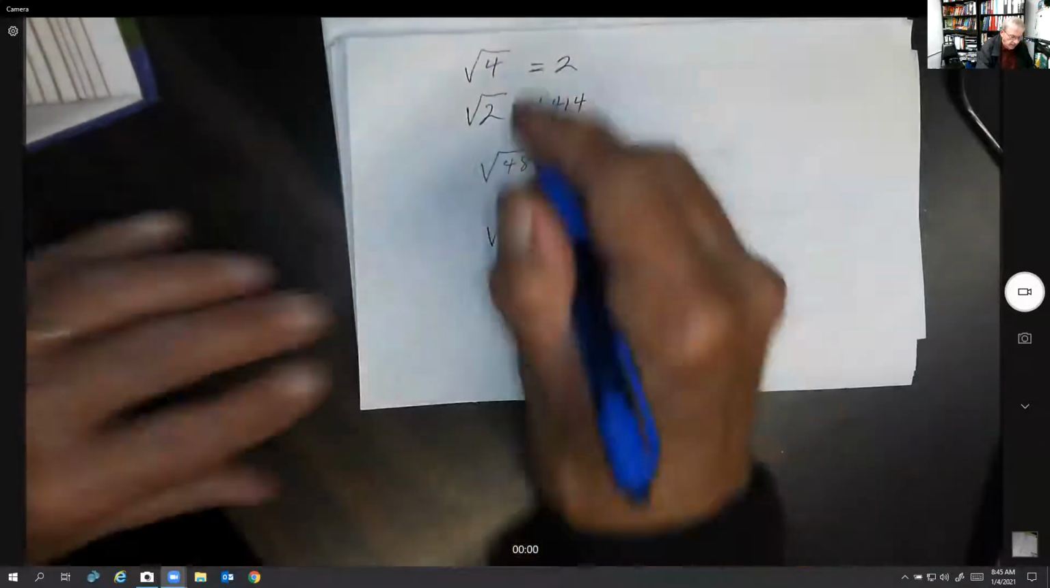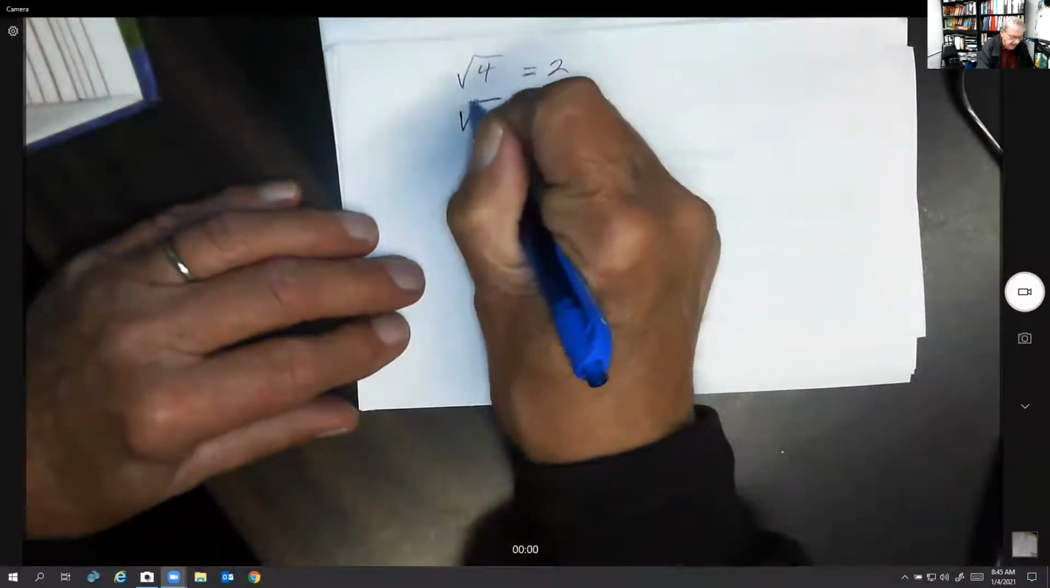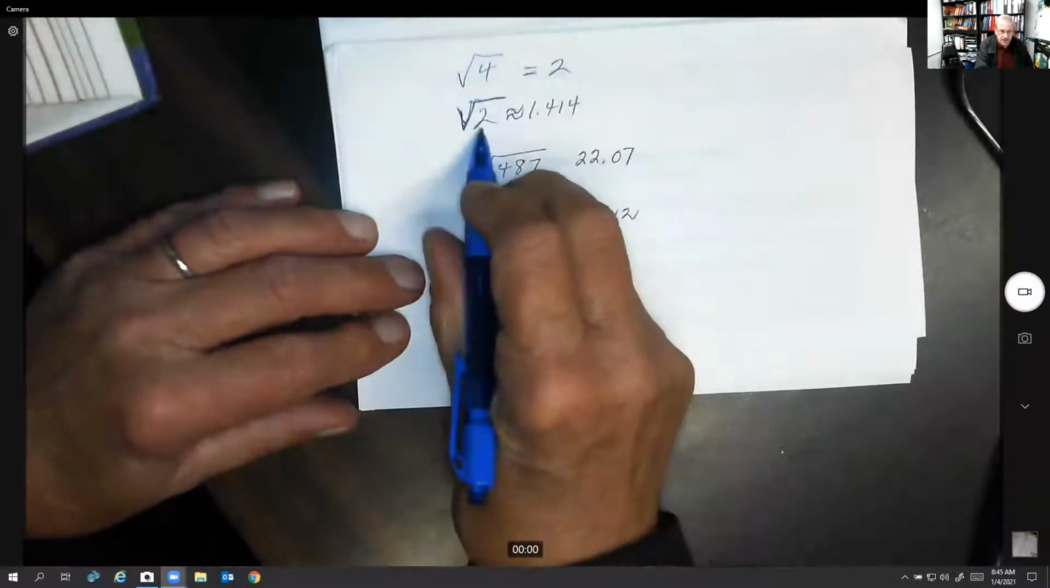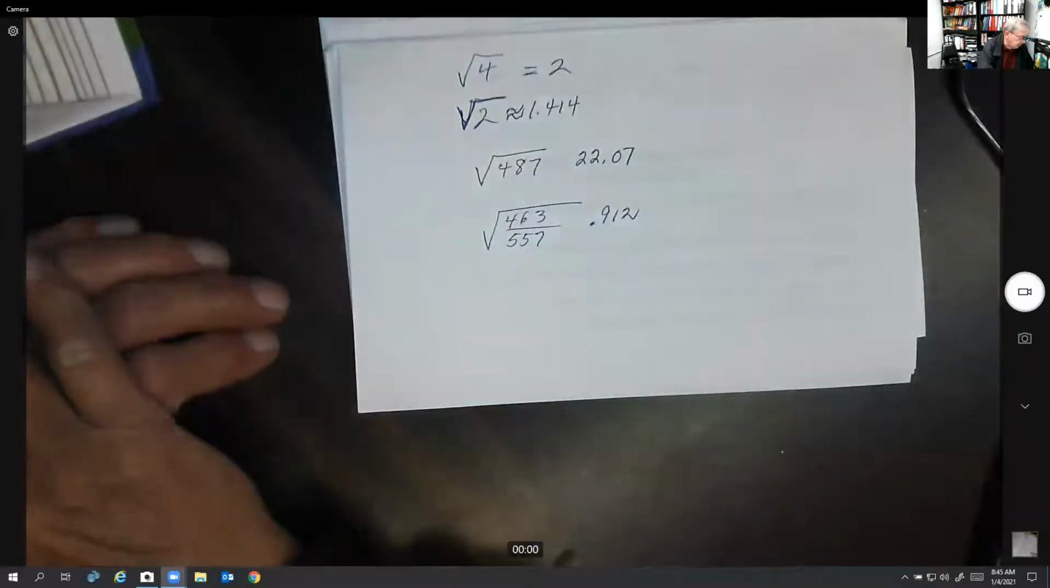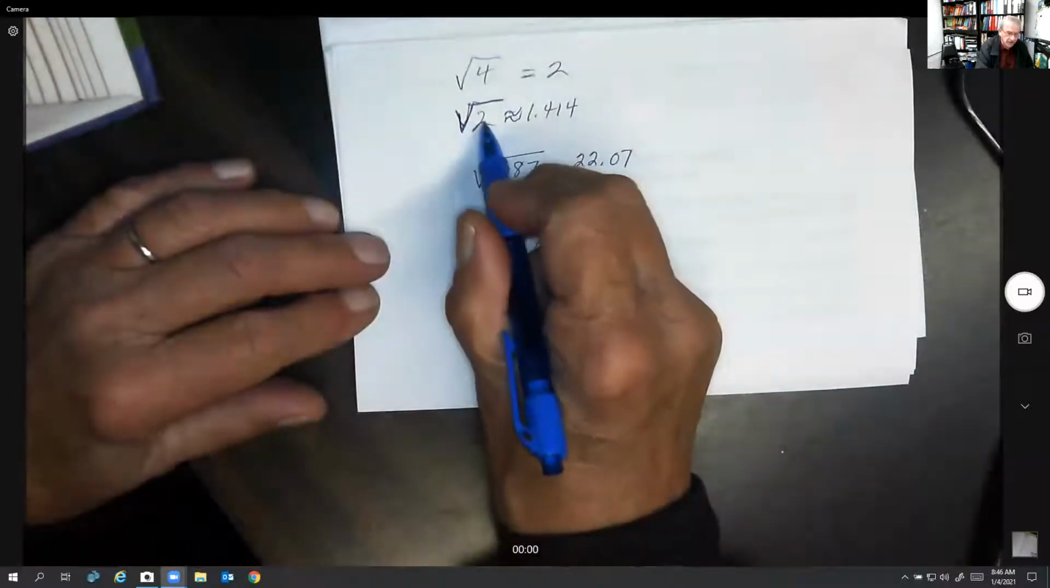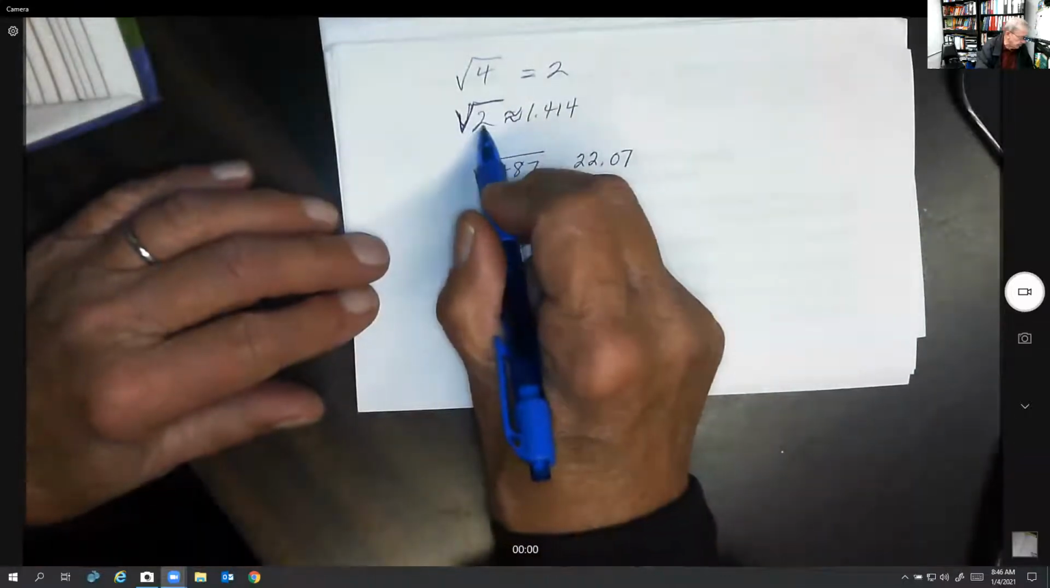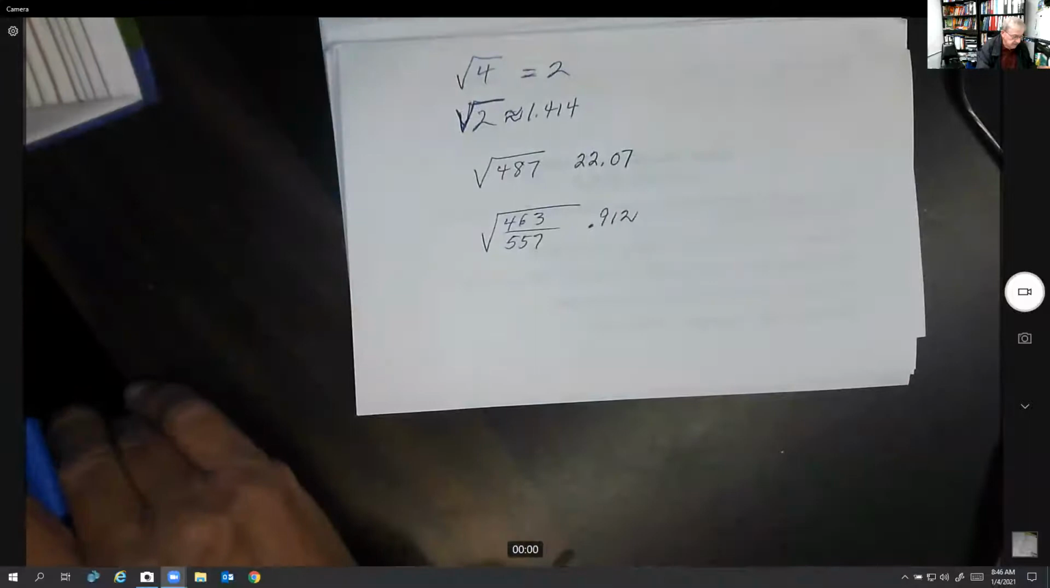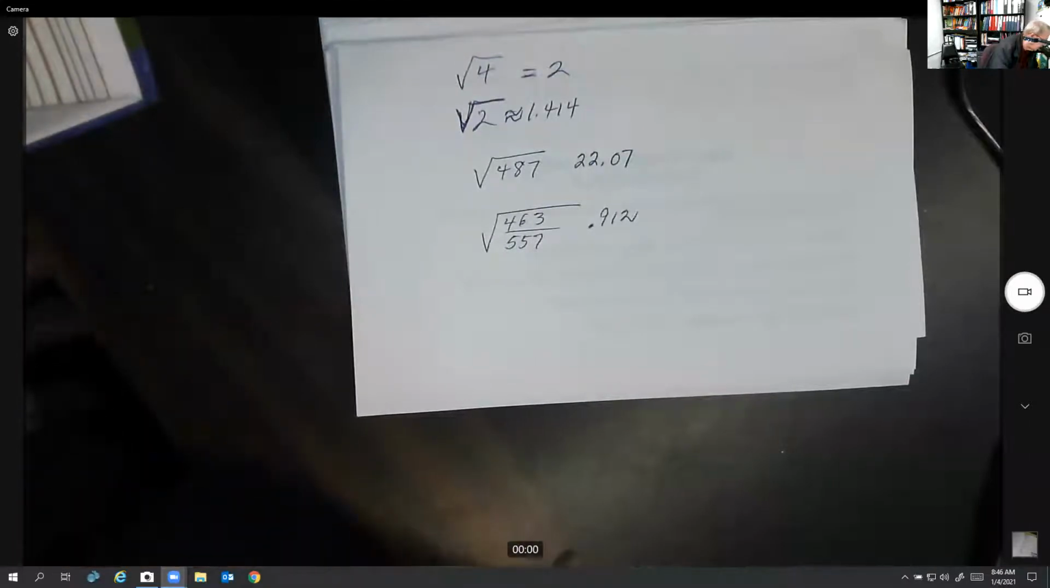So this is your radical symbol. Sometimes we say radical 2 instead of square root of 2. This is your radicand, the number 2, and so on. All right. No problems there.